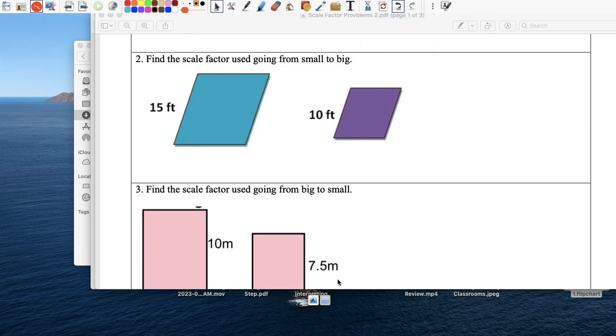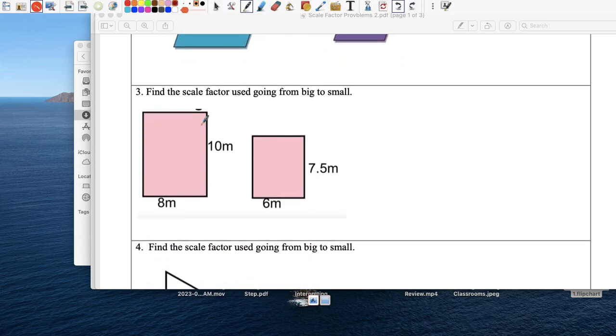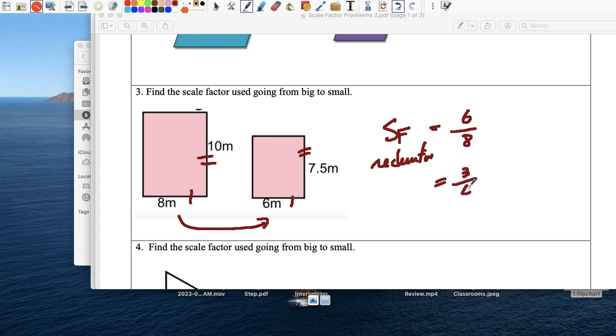Now, scale factor, now we're going the other way, we're going this way. So these two are corresponding, these two are corresponding, pick whichever one you want, and this is a reduction. The scale factor used, we're going to go small over big. Let's just pick this, the nice numbers, 6 over 8, simplified, 3 over 4. So we had a side that was 8, how did it become 6, times 3 over 4. We had a side that was 10, it is now 7.5, times 3 over 4, so that was the scale factor.